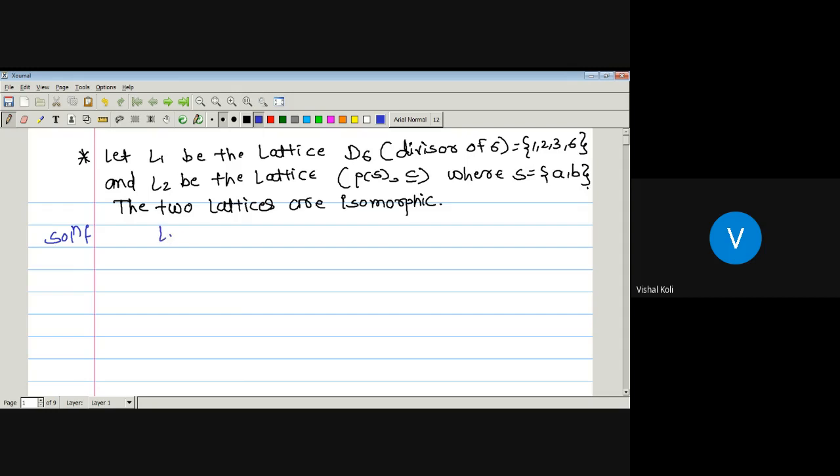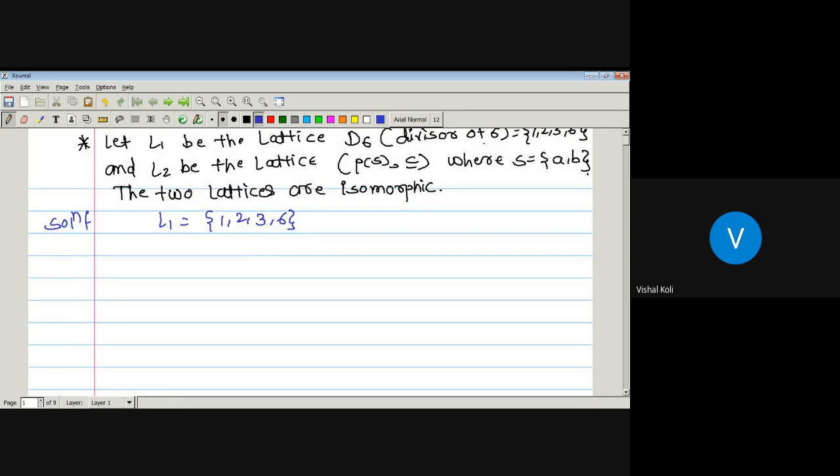Now here L1 is a lattice having elements 1, 2, 3, and 6, and the relation defined on that lattice will be division. Since we have taken all the divisors of 6, the relation will be division, and L2 is nothing but the power set of a set S with relation inclusion.